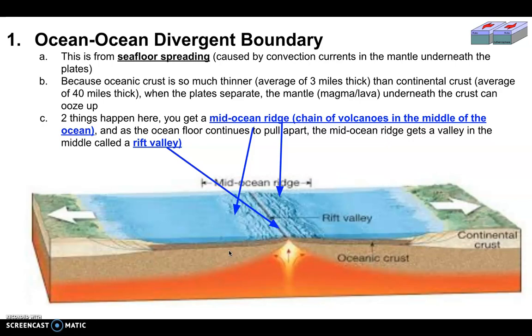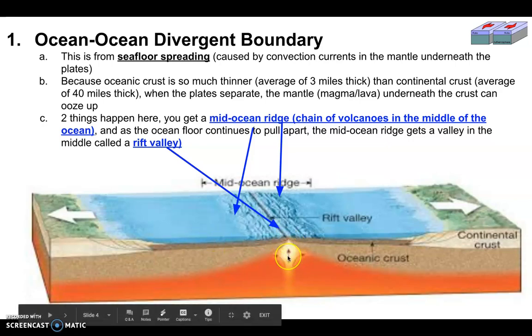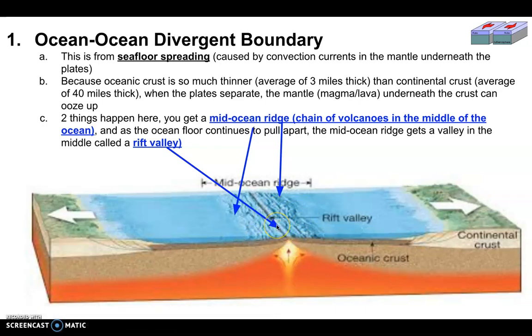Because it's so thin, when the plates separate, the stuff underneath the plates, that mantle, which is basically magma or like hot lava, can punch up through and reach the Earth's surface. When it hits that cold ocean water, it solidifies, it turns into rock, or in this case, mountain chains. When you have these ocean-ocean divergent boundaries, you have two landforms or two land features. You get a mid-ocean ridge, that chain of volcanoes in the middle of the ocean, but because this process keeps going, because those plates keep diverging, the mid-ocean ridge splits a little bit in the middle, and you get what's called a rift valley, this kind of gap in the middle of that mid-ocean ridge.